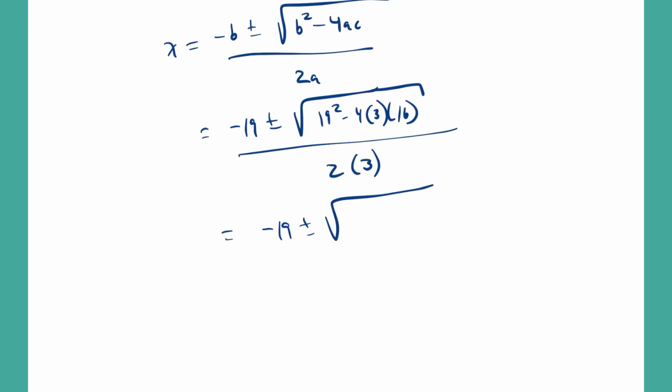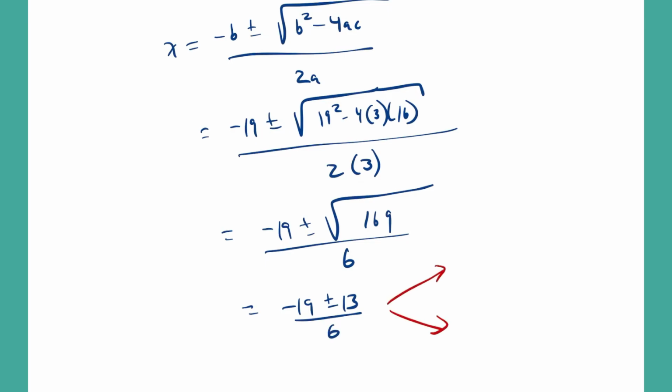This is going to be 19 squared minus 4 times 3 times 16, which is 169, over 6. And the square root of 169 is 13. So we get negative 19 plus or minus 13 over 6. Now this is where we can split it up into two separate problems. Negative 19 plus 13 over 6, and negative 19 minus 13 over 6. This first one's going to be negative 6 over 6, which is negative 1.